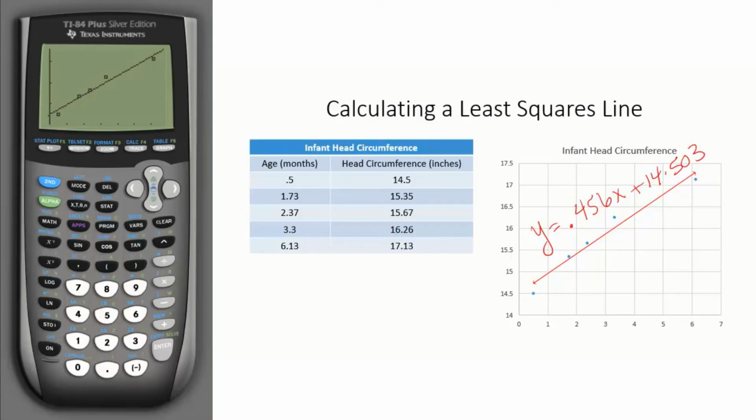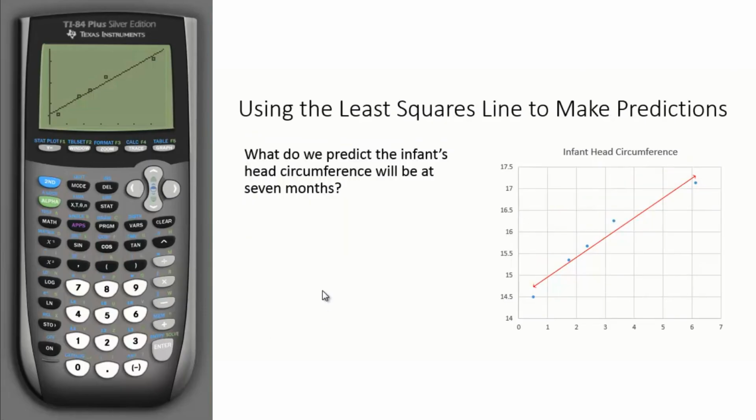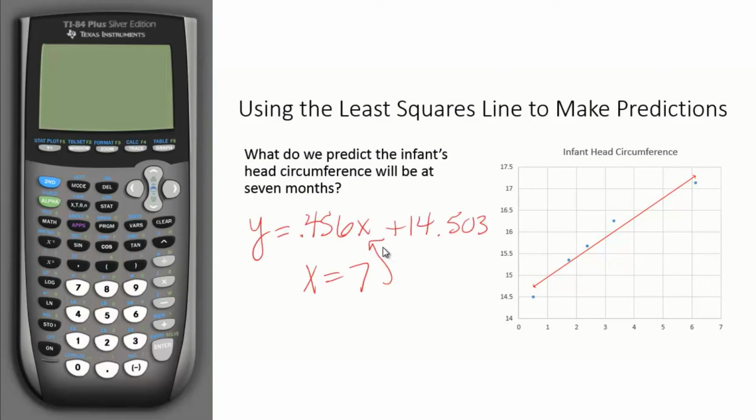We often use past data and trends to make tentative predictions about the future. Of course, they are not exactly correct, but they should be reasonable. So, let's use our least squares line to make predictions. For example, what do we predict the infant's head circumference will be at 7 months? All we have to do here is plug in x equals 7 into our equation for the least squares line.